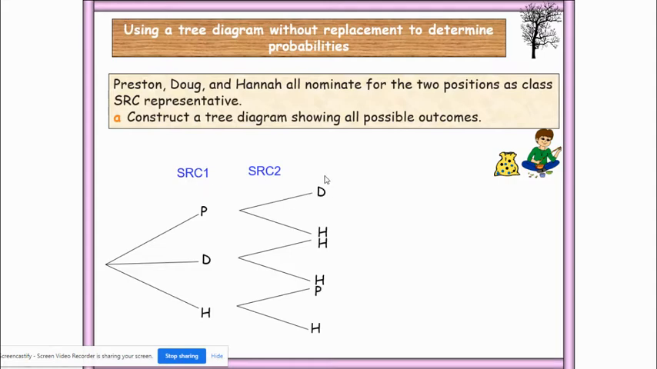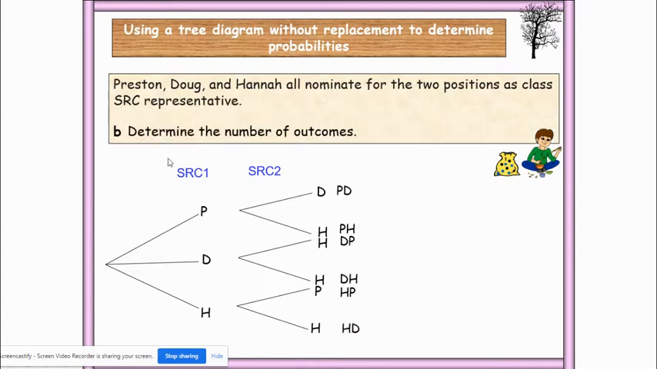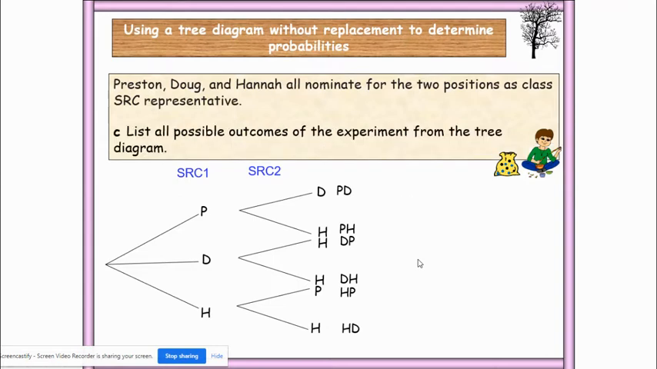Right, so we've got all their names in, so that one would be P and D, that one is P and H, that one is D and P, D and H, and P and H, and H and D. Perfect. So now we've got all our outcomes. Determine the number of outcomes. 1, 2, 3, 4, 5, 6. We have 6 outcomes. So we know that our denominator, our bottom number, is going to have to be a 6. List all possible outcomes, and we list all of them there.